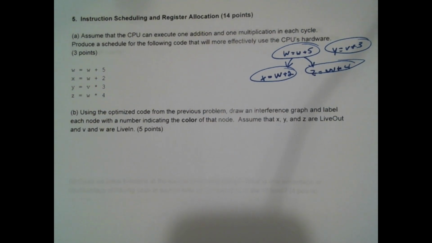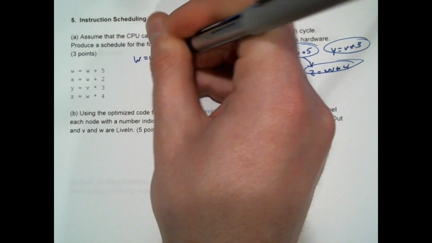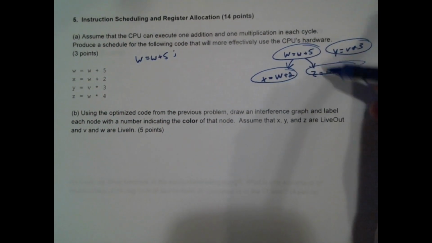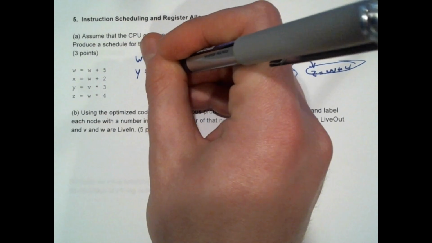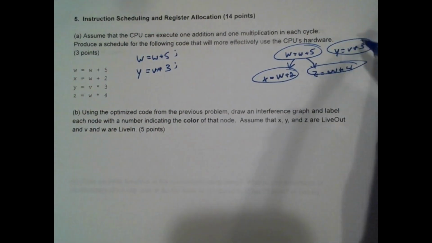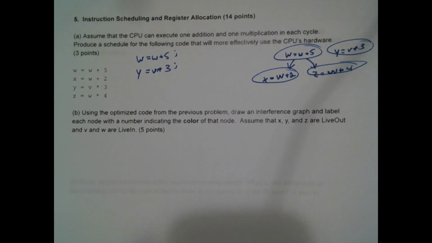So assume the CPU can execute one addition and one multiplication in each cycle. We're assuming it's superscalar. It can run two instructions at a time. So we're going to want to do W equals W plus 5 first because that's the instruction that the most things depend on, right? So that's the first thing we want to do. And then we can execute this Y equals V times 3 at the same time because it's not dependent on the first instruction. Therefore, we can do it immediately.